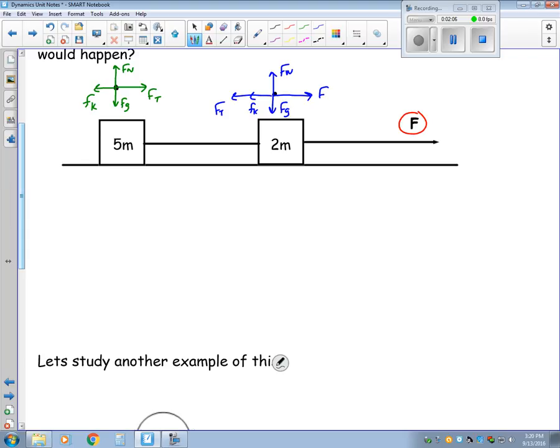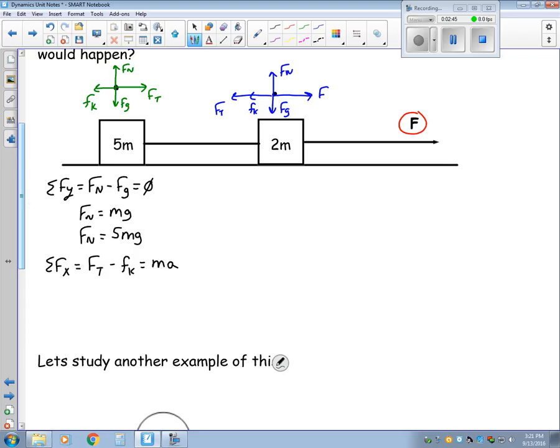So for this box, if I take a look at the sum of forces on the y-axis, I've got a normal force minus a gravity force, and it's in equilibrium on the y-axis. That means the normal force equals the gravity, which is mg, which for this case is 5mg. So we got that. Then I can take a look at the forces on the x-axis. I have tension minus kinetic friction, and this time it is not in equilibrium, so it will equal ma.